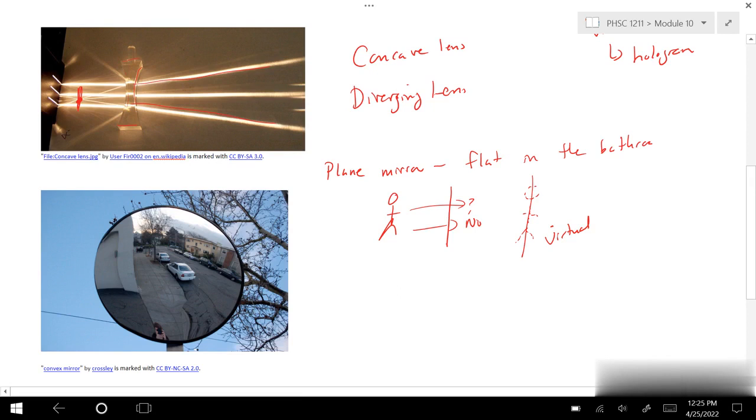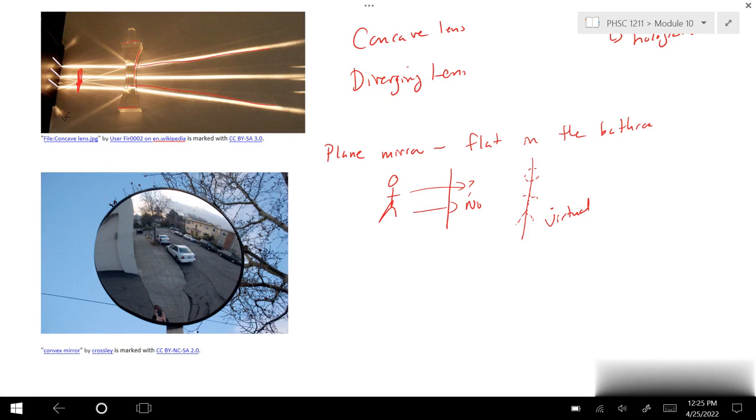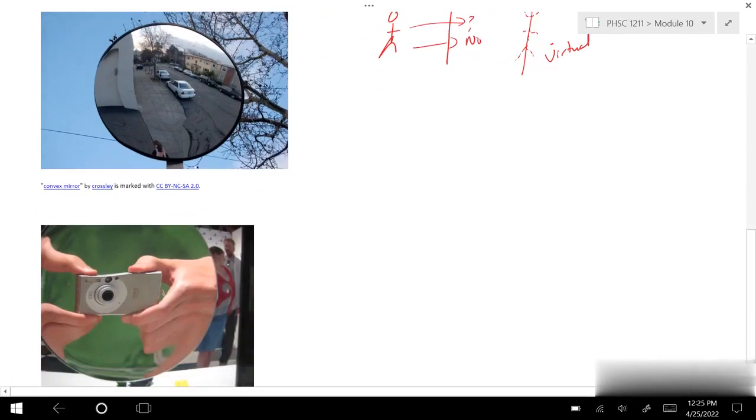So you're actually not creating an image that can be projected on film or on a screen or something like that. You see it, it's there, but it's a virtual image. So that's a plane mirror. It's a flat mirror, and most of the mirrors that we deal with are flat mirrors.